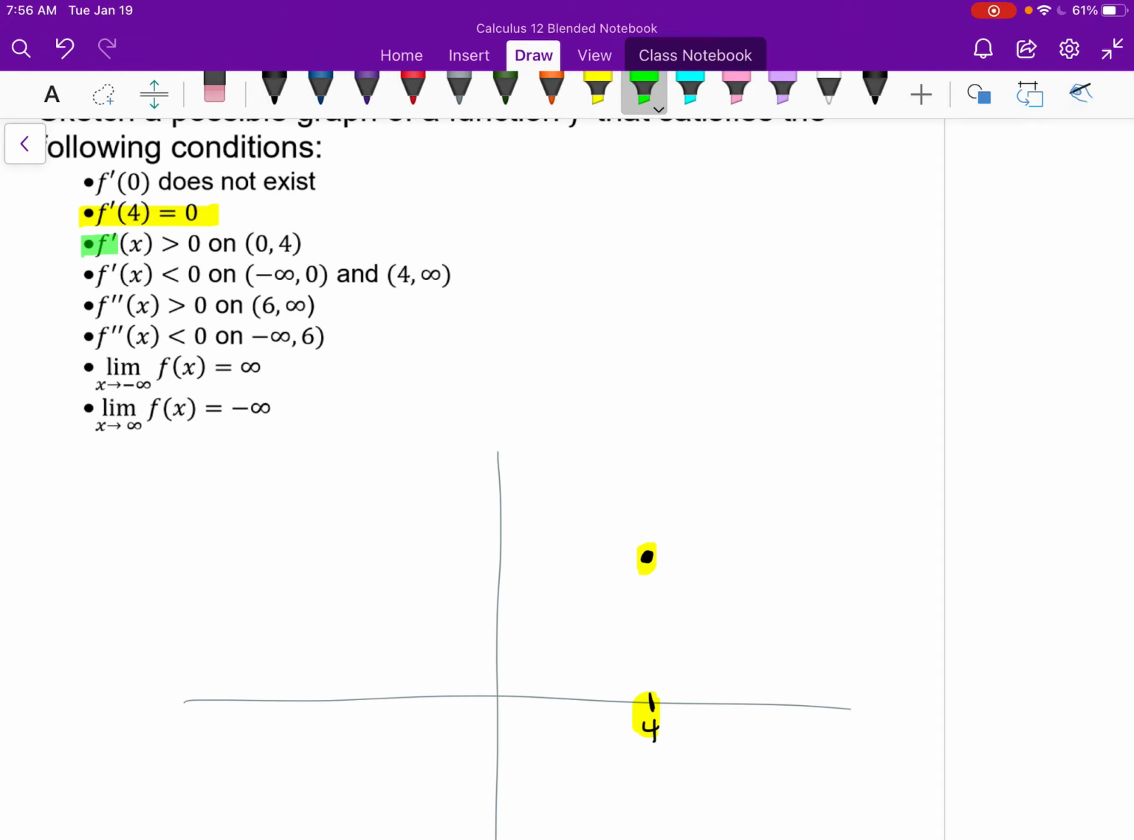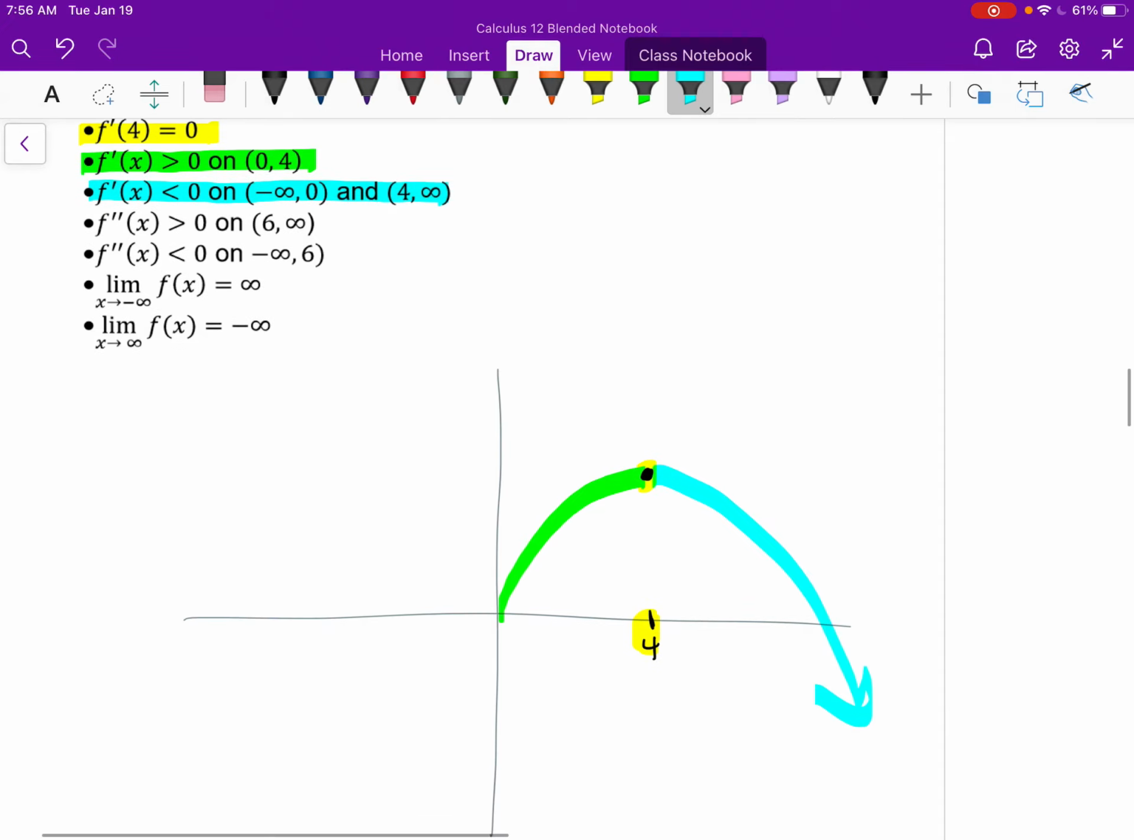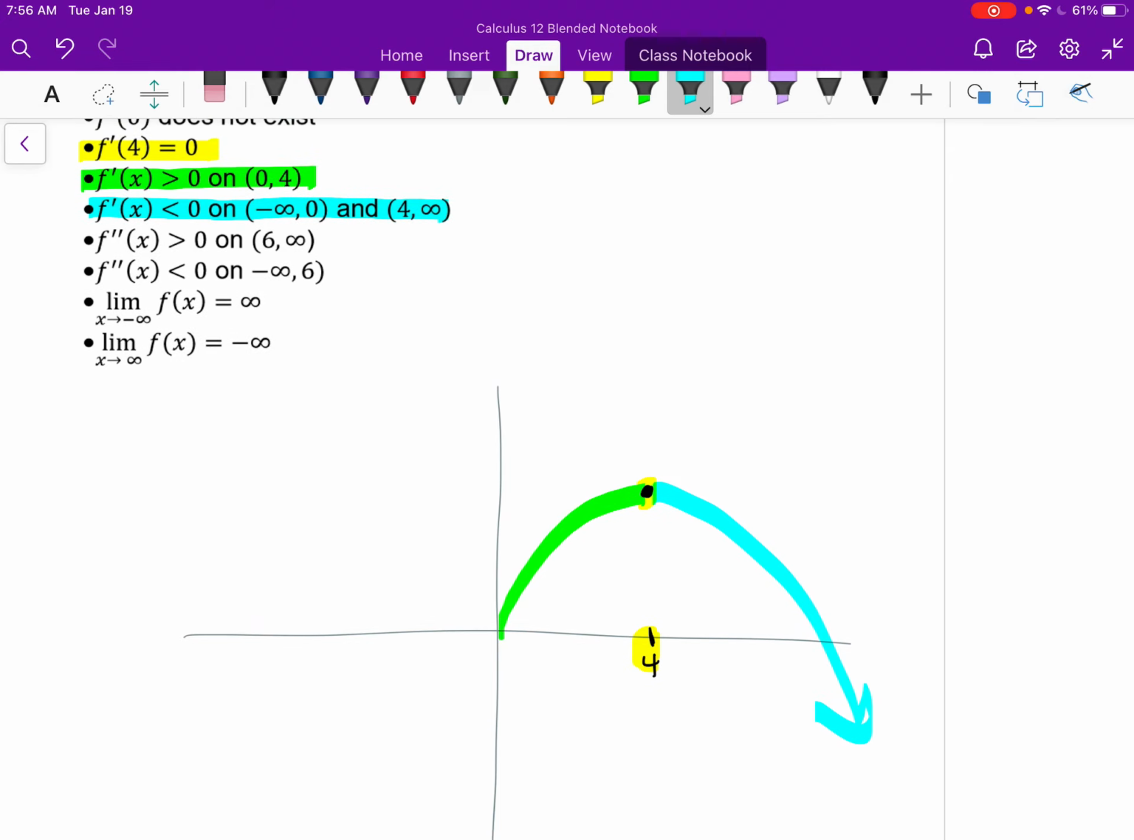Next, the first derivative is positive, which means it's increasing on the interval from 0 to 4. So from here to here, it's increasing. Okay, something like that, for example. What's next? The first derivative is negative from -infinity up to 0 and from 4 to infinity. So first, from 4 to infinity, it's decreasing. So I'll draw something like that for now. But also, from -infinity up to 0, it is also decreasing. So it can't look like this, because that's increasing as we look from left to right. So maybe something like this.